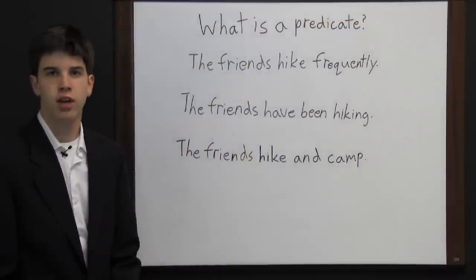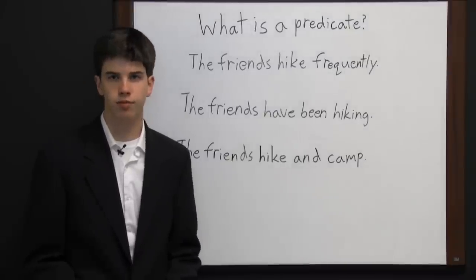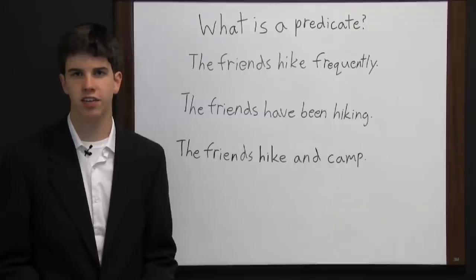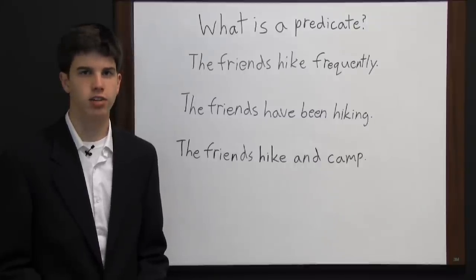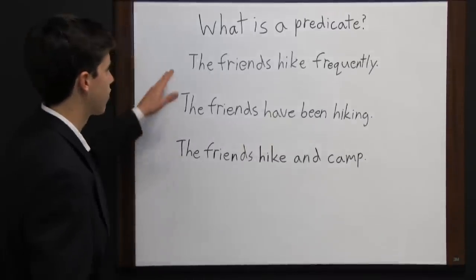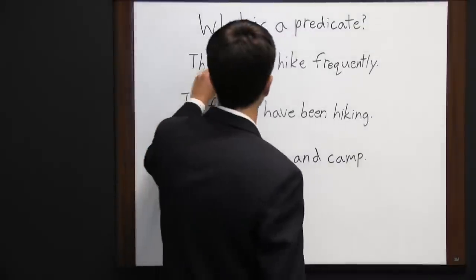What is a predicate? Well, a predicate along with the subject of a sentence makes a sentence whole. The subject of a sentence tells who is going to do the action of the sentence, and then the predicate tells what that action is going to be. Take a look at this first sentence. The friends hike frequently. The subject of this sentence is friends.